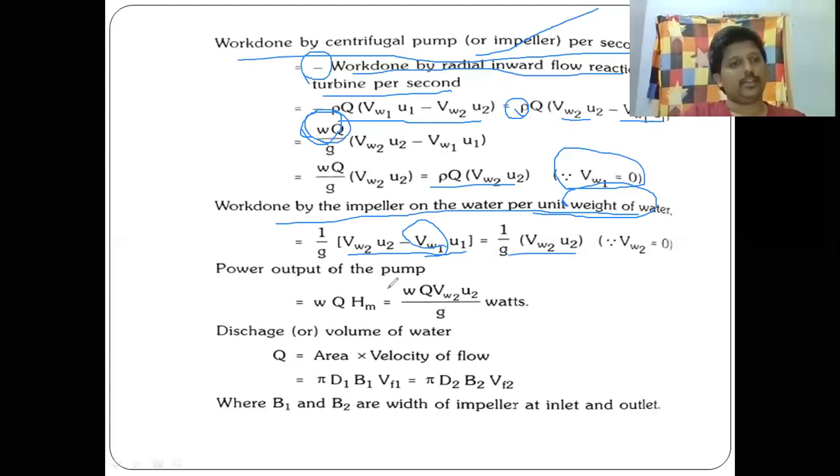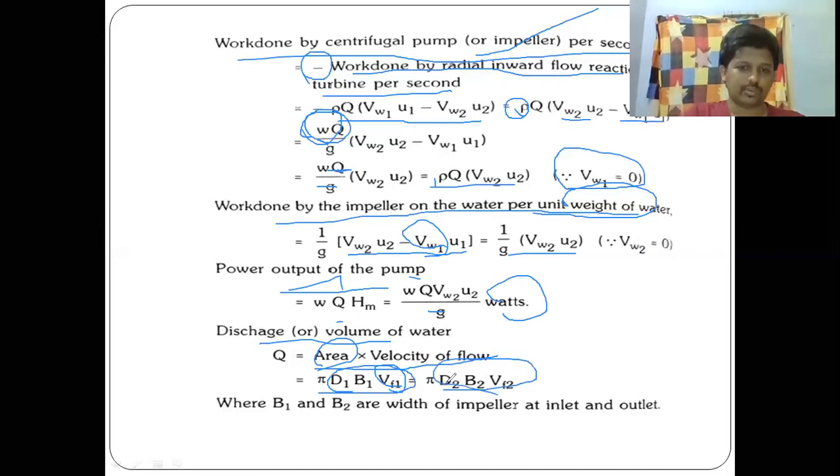The power output here, the power is nothing but work by time. The same thing, we are going for work by time. This is WQ by G, VW2 U2. Okay, this is power output. So discharge is always area into velocity. Velocity is the flow velocity Vf1. Area is pi D1 B1. This is for inlet. If you want for outlet, go for pi D2 B2 Vf2. Okay, that is our flow.